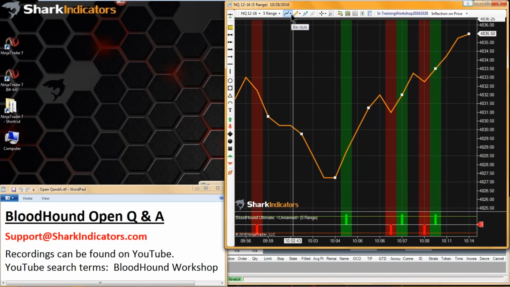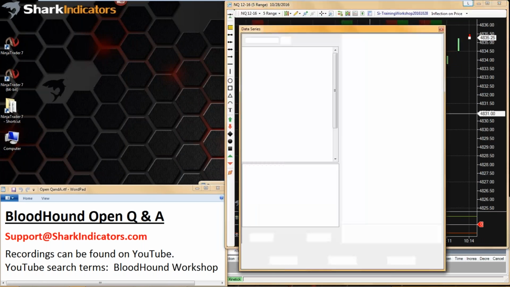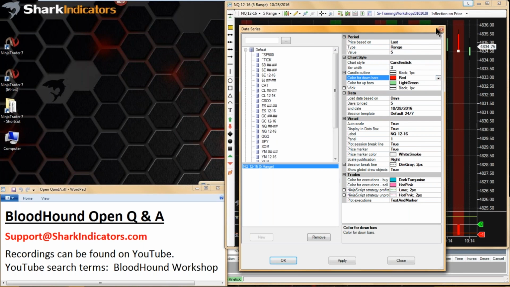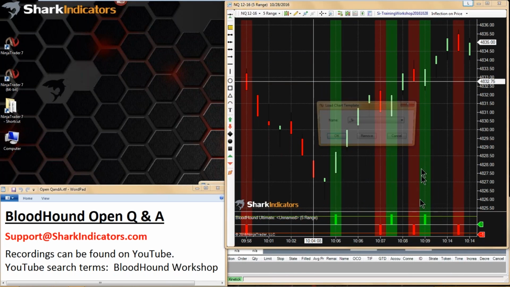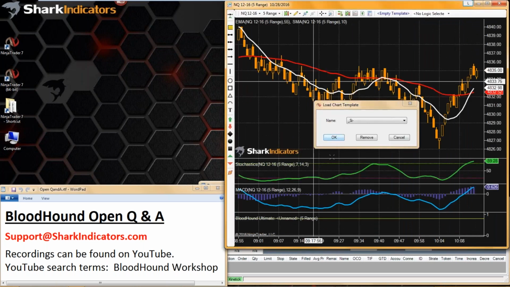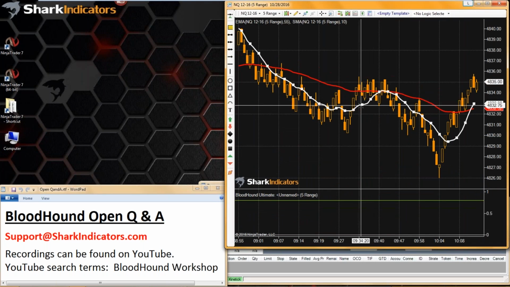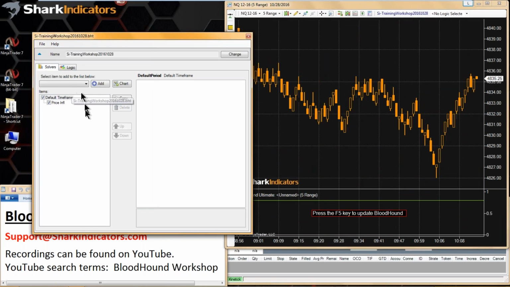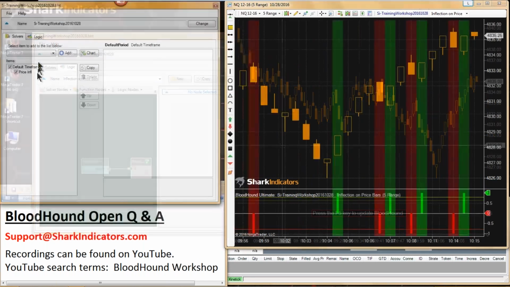So let me set my chart back up. Let's put it back on candlesticks. Well, I'm going to take a quicker route here instead of trying to fix the colors. We'll just reload today's BloodHound file. Okay, there we go.